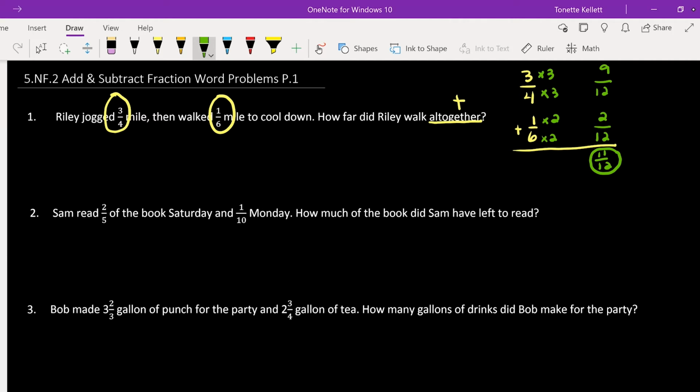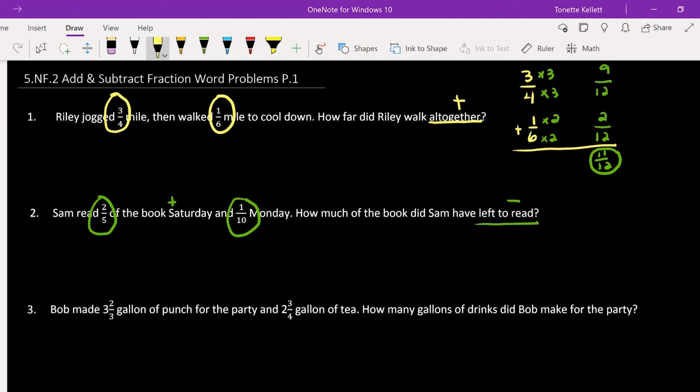Take a look at number two. Sam read 2/5 of the book Saturday and 1/10 Monday. How much of the book did Sam have left to read? So this one's going to be a little bit different. First, we have to add these two together. Then we're going to have to subtract from the whole. All right?